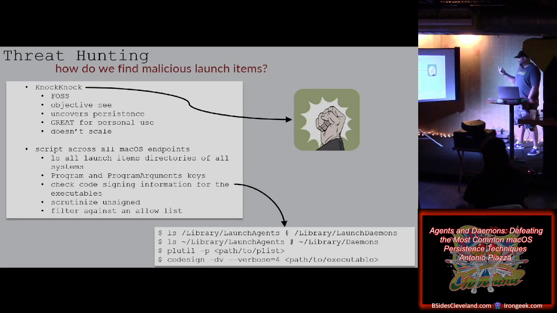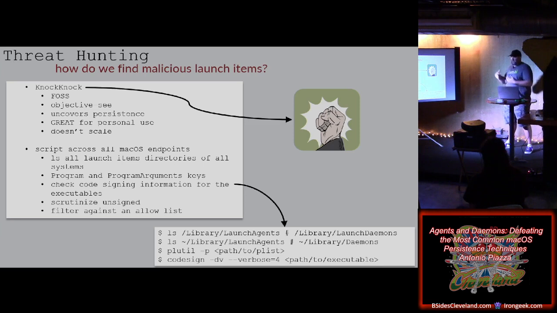For threat hunting, you have Knock Knock, which is another Objective-C tool. It'll uncover persistently installed software in order to generically reveal malware. This is, again, a really great tool for your personal use. On your home Mac, you just run it. It'll scan it and say, hey, you have all of these different persistent items on your system, and you can scrutinize them. You can look at the signatures on them and make sure they're from legit developers. Again, it's another tool that doesn't really work at scale.